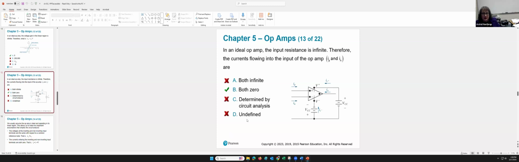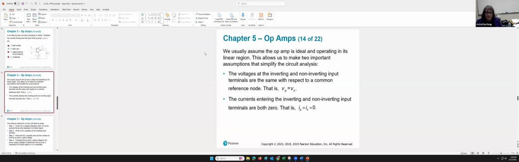All right, so another question. In an ideal op amp, the input resistance right here is infinite. Therefore, the current flowing into the input of the op amp, both IP and IN, are 0. That is an assumption of an ideal op amp. All right, so we're going to get into some analysis in just a couple of minutes here. We still have to think about some of these other ideas. And what we're basically talking about is what classifies us as an ideal op amp rather than a real op amp, which we'll deal with a little bit later in the chapter.